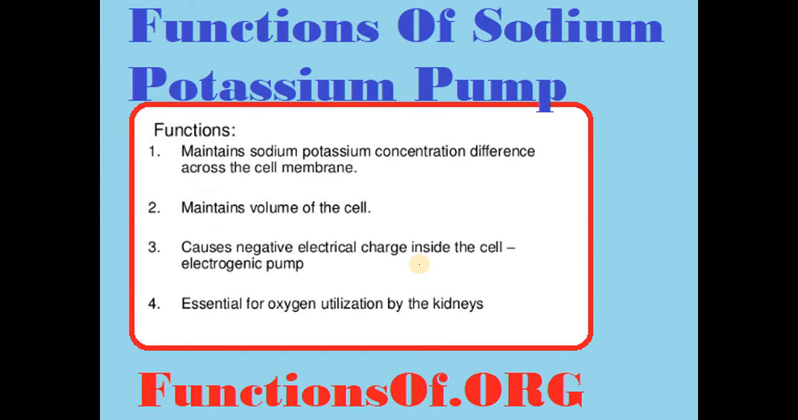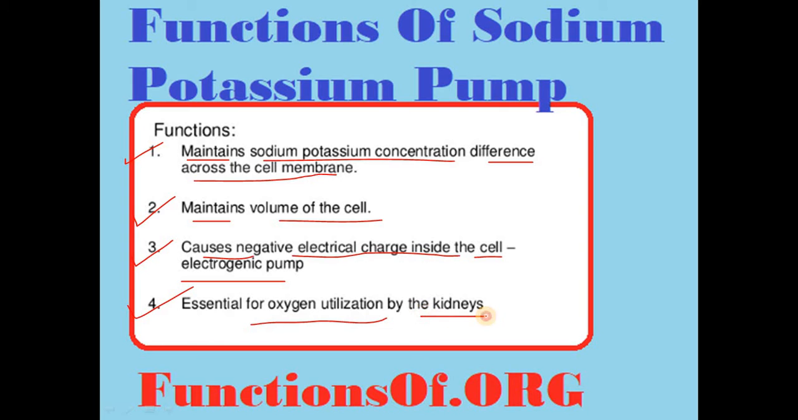First we will see the functions of the sodium potassium pump. What are the functions of the sodium potassium pump? The first main important function is that it maintains the sodium potassium concentration difference across the cell membrane. So this pump mainly maintains the ratio of sodium potassium concentration. The second important function is that it maintains the volume of the cell. And the third one, it causes negative electric charge inside the cell, it is an electrogenic pump, and it is essential for oxygen utilization by the kidneys.